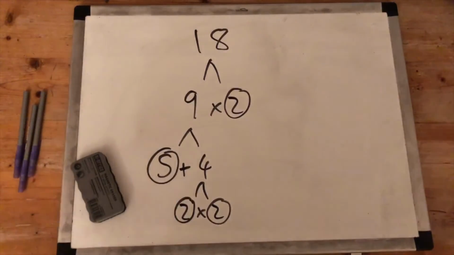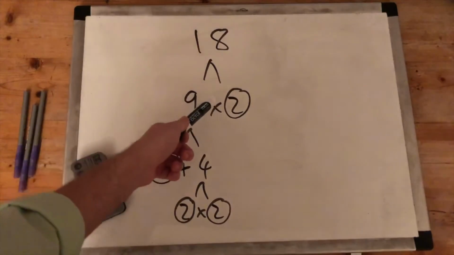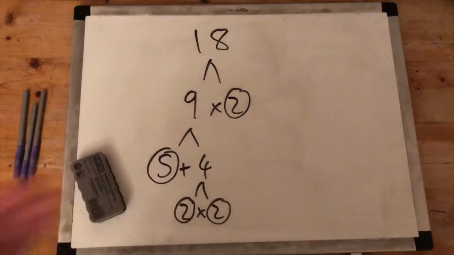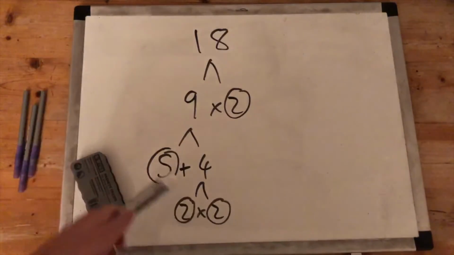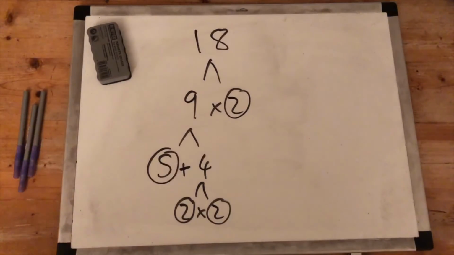Next mistake, don't use addition. The only thing that you're using is multiplication. 9 times 2 is good, but as soon as I've got to 9, I've done 5 plus 4. Why? I see it all the time and I don't understand it. Don't add. When you're doing a factor tree, you are only multiplying. Factors are numbers that multiply to make the number. You are only supposed to be doing multiplication. So only multiply, unless you want to multiply by 1, in which case, don't bother.